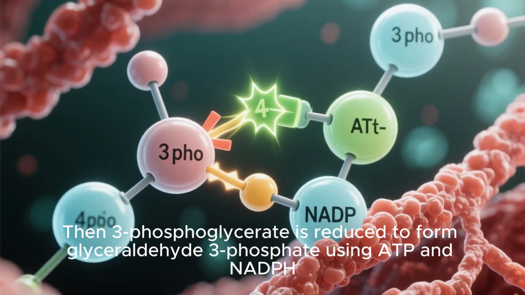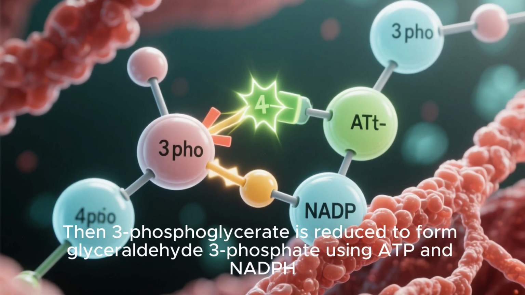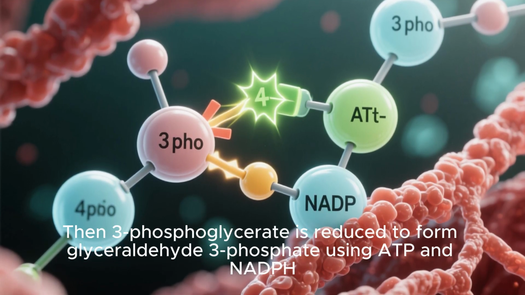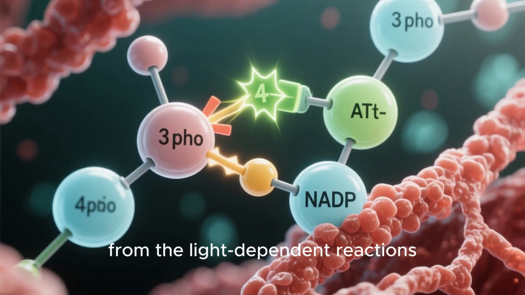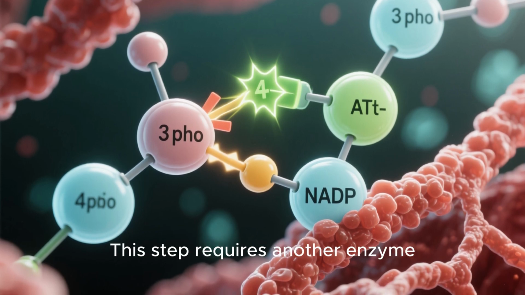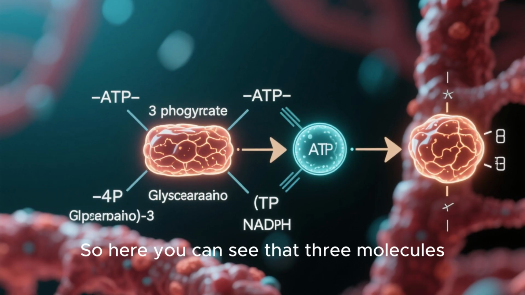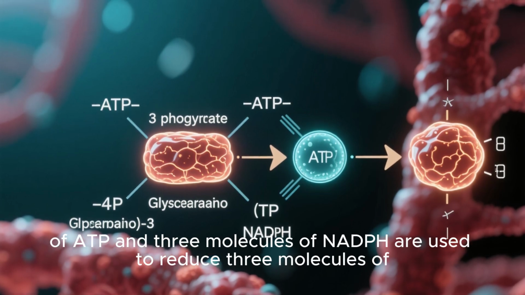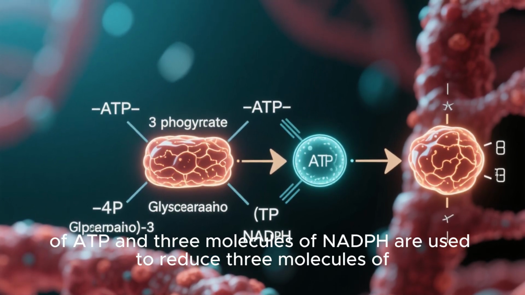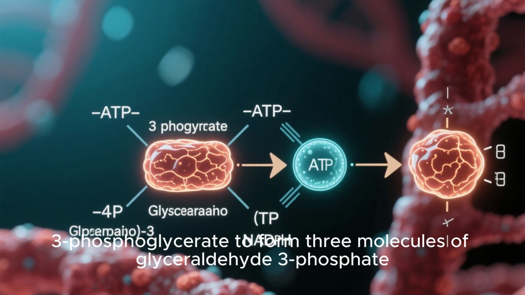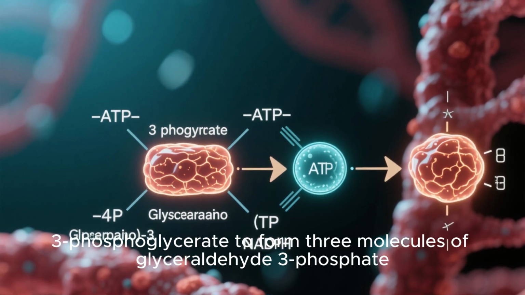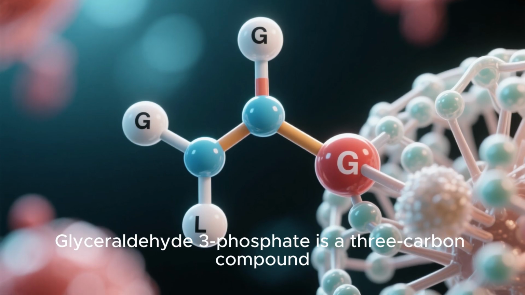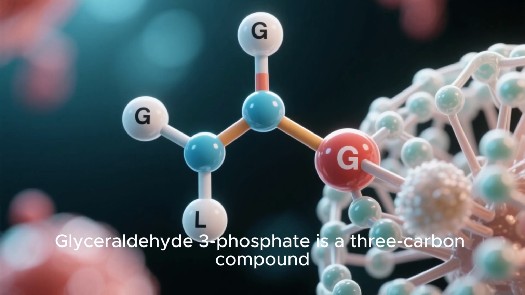Then 3-phosphoglycerate is reduced to form glyceraldehyde 3-phosphate using ATP and NADPH from the light-dependent reactions. This step requires another enzyme. So here you can see that 3 molecules of ATP and 3 molecules of NADPH are used to reduce 3 molecules of 3-phosphoglycerate to form 3 molecules of glyceraldehyde 3-phosphate. Glyceraldehyde 3-phosphate is a 3-carbon compound.